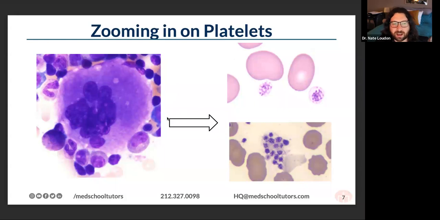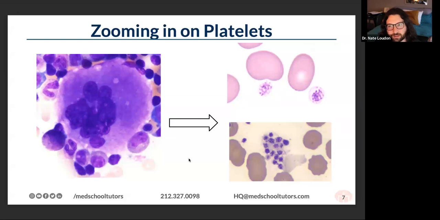Anyway, the top left here is a megakaryocyte, and you can see it's surrounded by all of these weird, heavily nucleated, dark cells. Some of them look a little immature, and that's because we're hanging out in the bone marrow. So, there's a megakaryocyte.